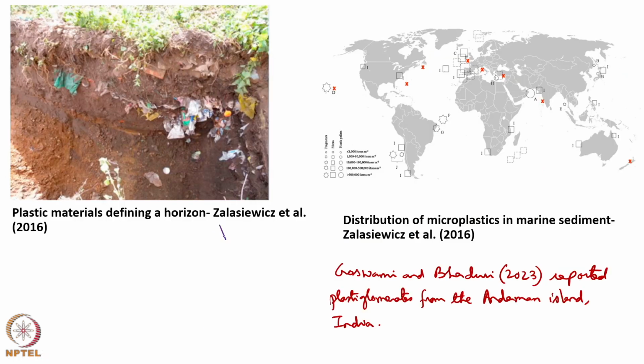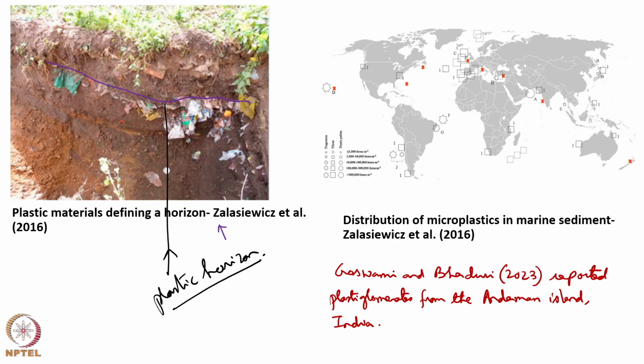This is a photograph of plastic materials found within the soil horizon. This is absolutely common, not just from some one country. We can draw a line over here, and we see that this line is a bit curved. So, this we are calling the plastic horizon. The question is how long these plastic horizons have been documented.